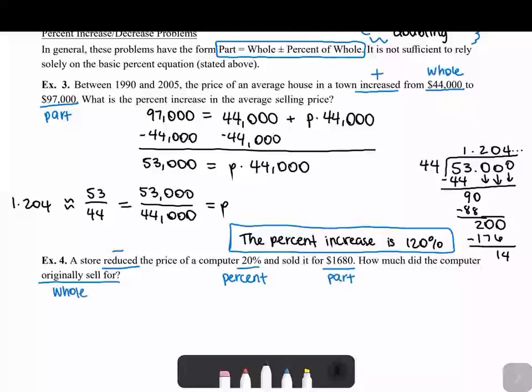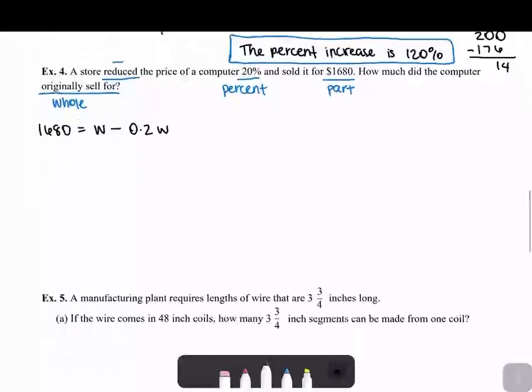So now we can set up our equation. Our part, which is 1,680, equals our whole. I'm just going to put a W here to represent whole. And then we have a subtraction sign because we're reducing the price. Then we have our percent, which is 0.2 when we convert it to decimals, and that's multiplied by our whole. Our percent of our whole, remember, "of" has an implied multiplication. So this is the equation that we're going to solve.